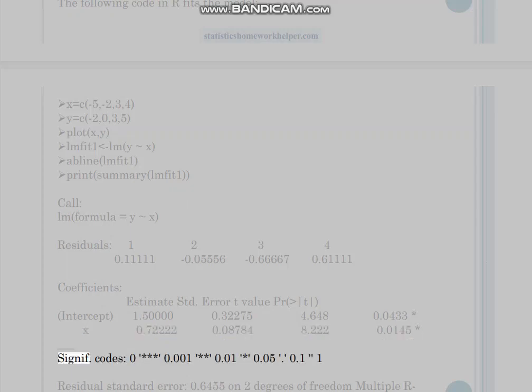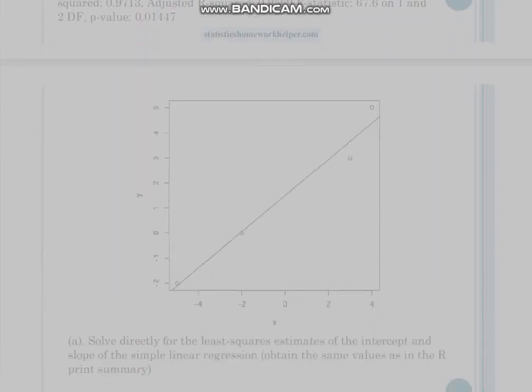Signif. codes: 0 '***' 0.001 '**' 0.01 '*' 0.05 '.' 0.1. Residual standard error: 0.6455 on 2 degrees of freedom. Multiple R squared: 0.9713, adjusted R squared: 0.9569. F statistic: 67.6 on 1 and 2 DF, p-value: 0.01447.